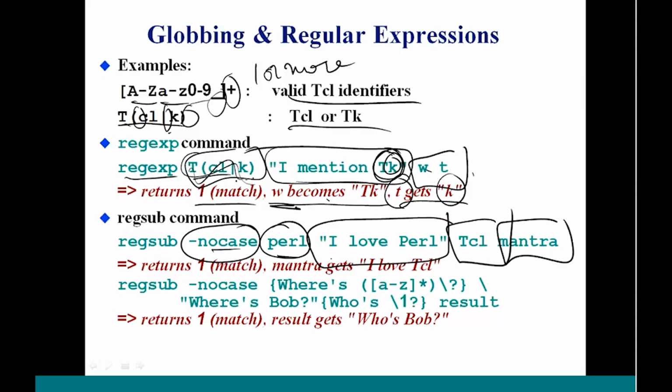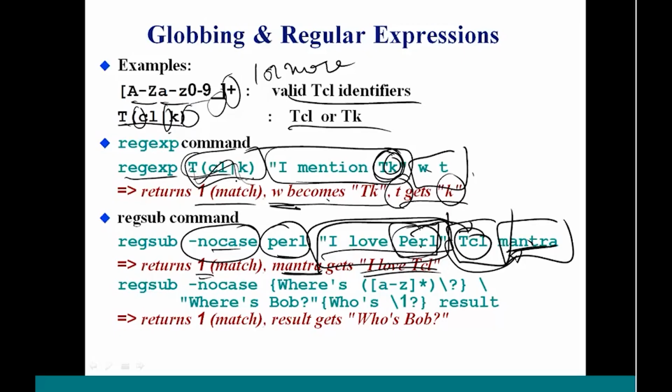So here the no case Perl means match any case of Perl. It returns 1, a match, because it matches this Perl. The mantra is the variable name that gets 'I love tickle' as the string, because once it matches this Perl, it replaces that Perl with tickle and then assigns that whole string to this new variable mantra.